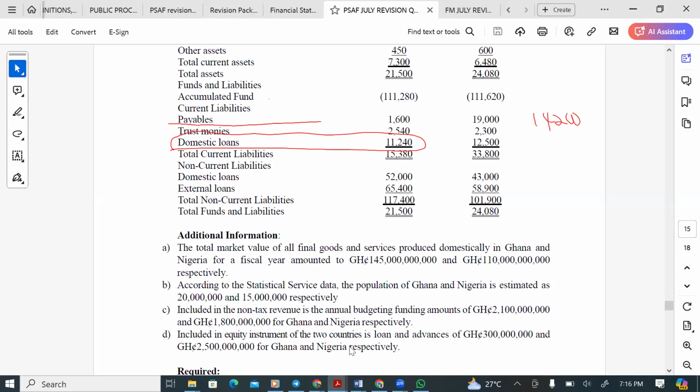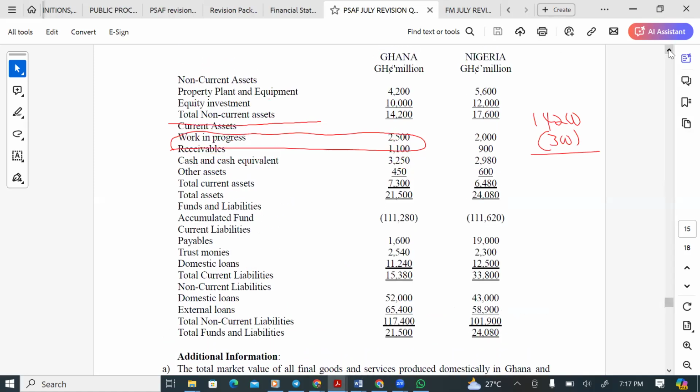So you come to Ghana, you take the 300 out of this one. Then you come to Nigeria too, you take the 2.5 from that figure. So you adjust them to reflect your capital expenditure. So I'll have this one, then you adjust with what? 250. So what are we getting for Ghana and what are we getting for Nigeria?